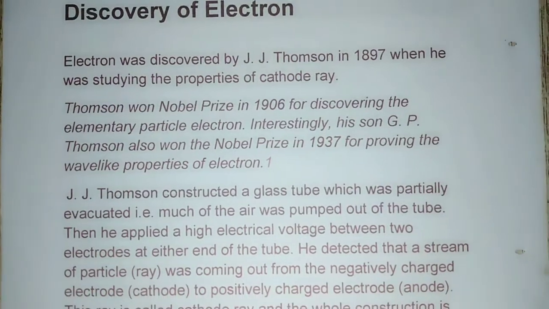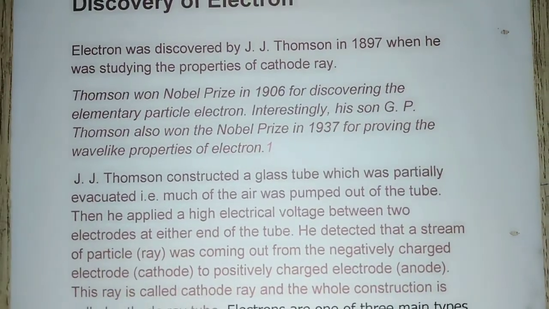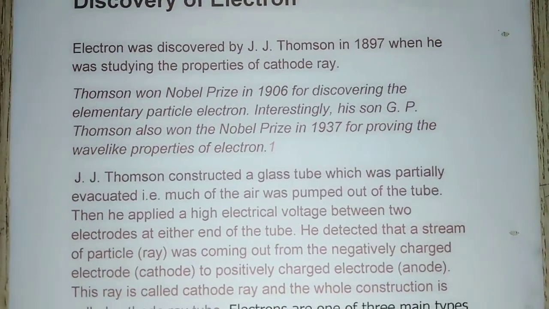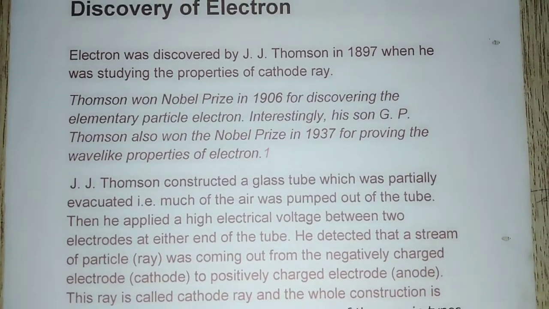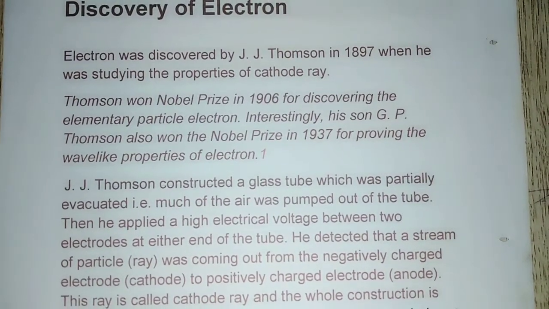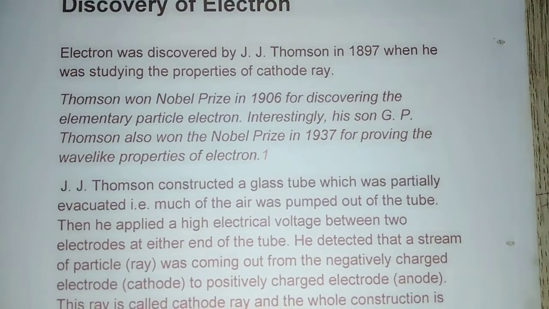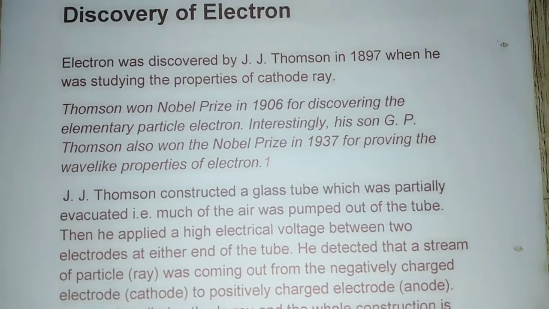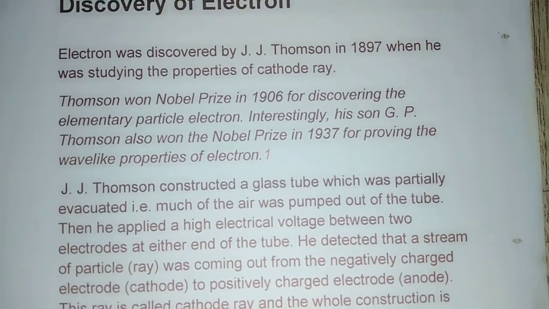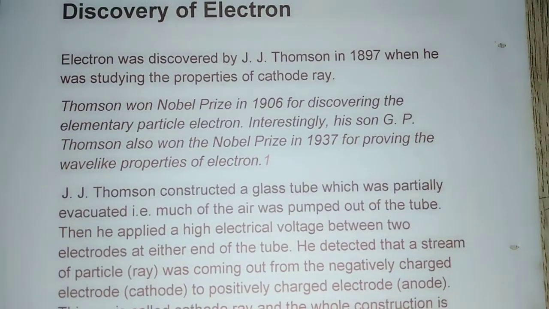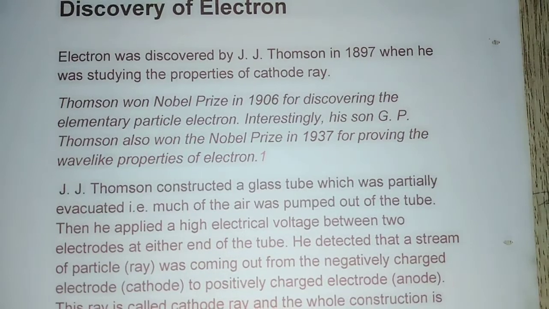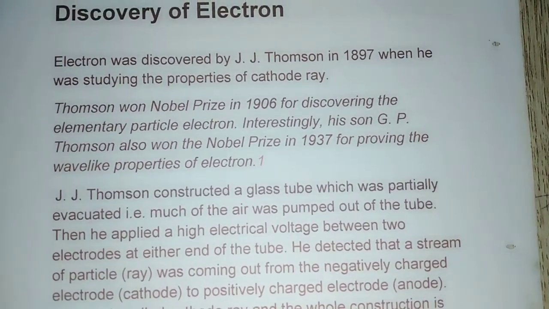Discovery of electron. The electron was discovered by J.J. Thomson in 1897 when he was studying the properties of cathode rays. Thomson won the Nobel Prize in 1906 for discovering the elementary particle electron. Interestingly, his son J.P. Thomson also won the Nobel Prize in 1937 for proving the wave-like properties of electrons.